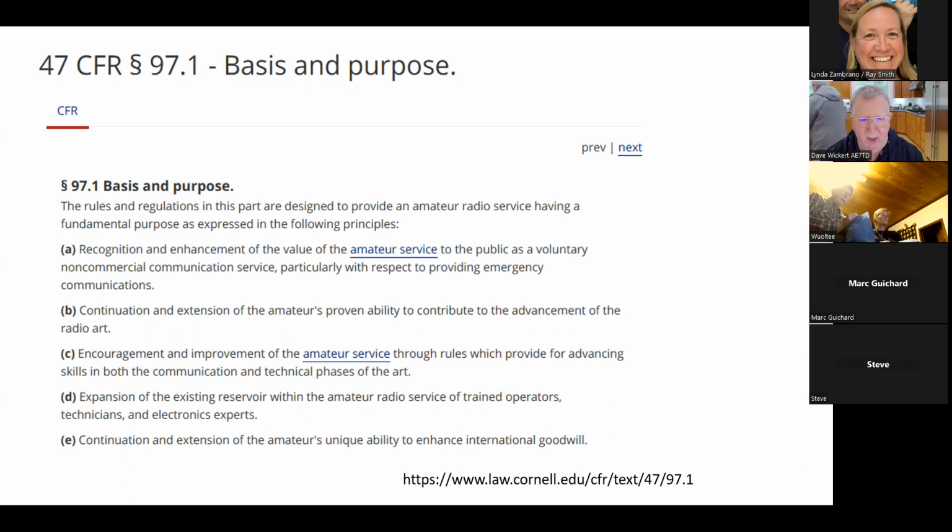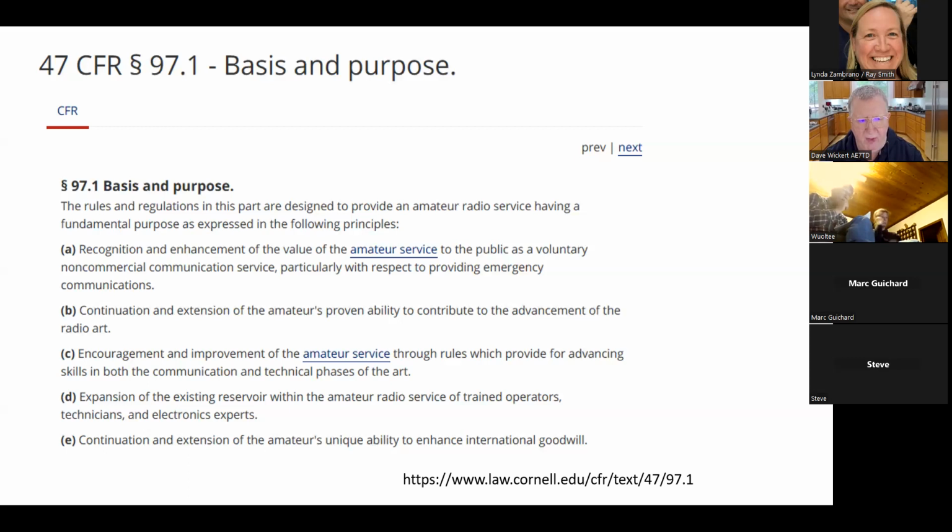Section B talks about the amateur's proven ability to contribute to the advancement of radio art. Many of the things that we discovered about radio and radio services, radio wave propagation, designing and building your own radio equipment and things like that is something that amateurs have done over the years. And the FCC recognizes that much of what it knows about communications is because of the amateur radio service.